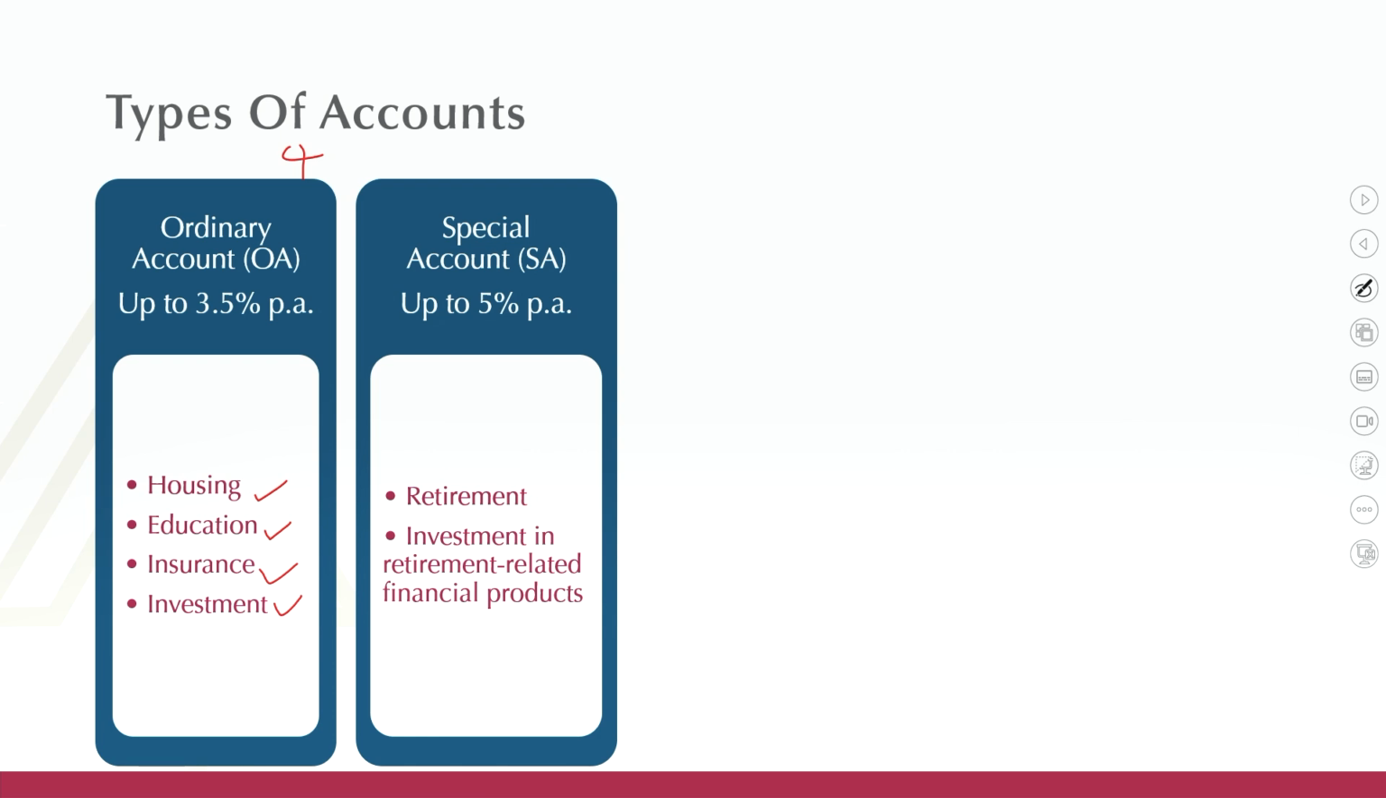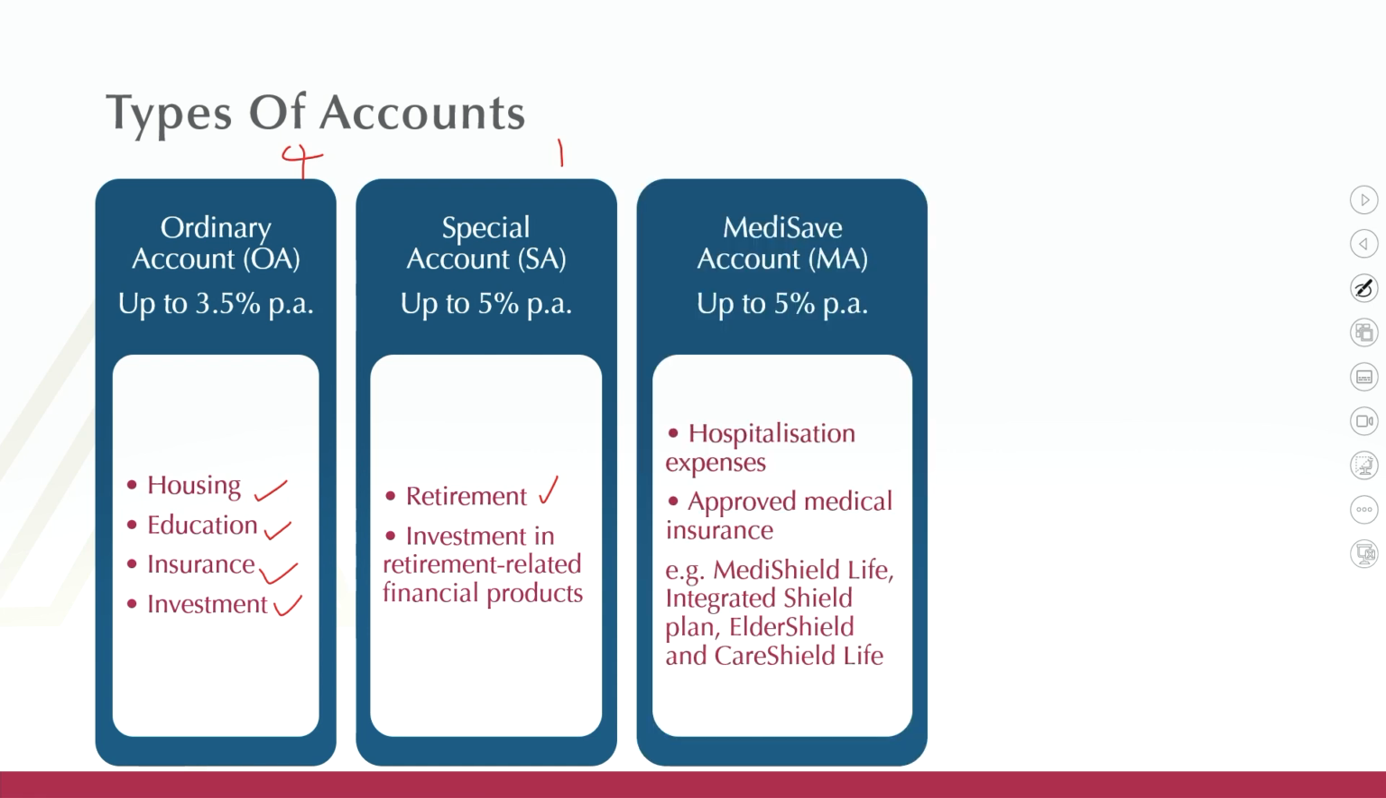What about the special account? The funds inside here are really earmarked for one purpose only. It's basically earmarked for our retirement. The money inside our special account is designated for our retirement purpose. That is also why when you invest using our special account money, it can only be used to purchase retirement-related products. Right? So the third account we know is the MediSave account, and that has 2 primary purposes.